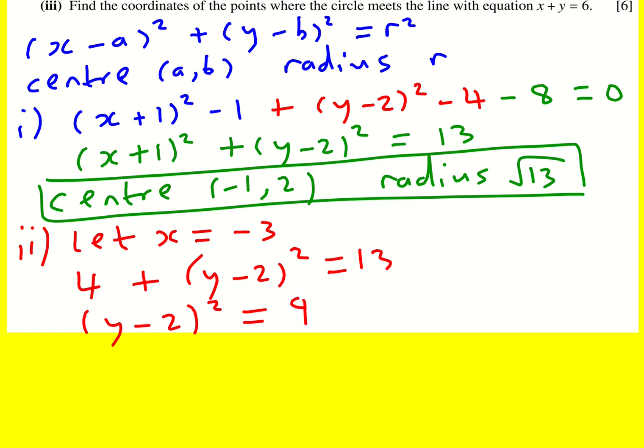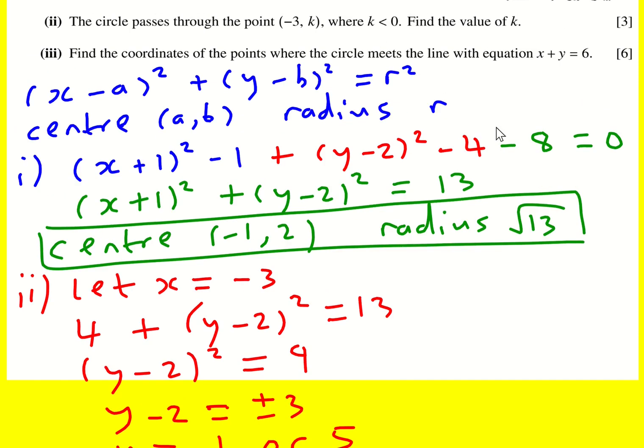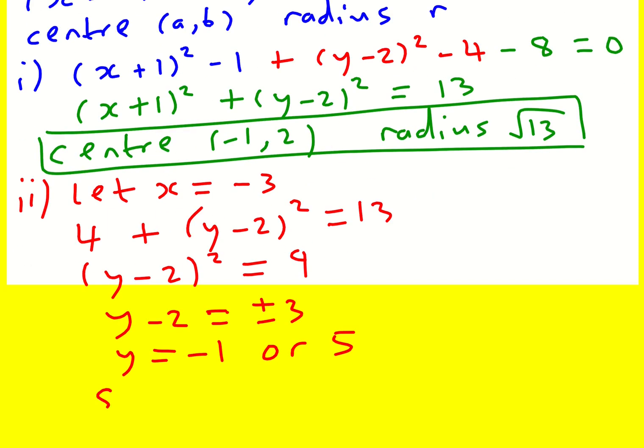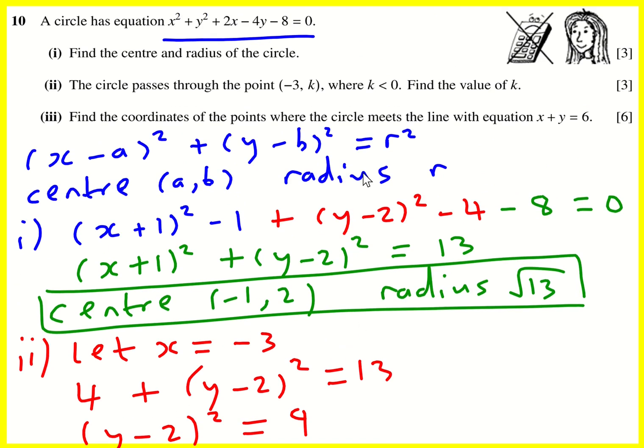So I minus 4 from both sides, and now I can take the square root of both sides, and I'm going to get plus or minus 3. I've taken the square root of 9, plus or minus. Add 2 to both sides, so y is going to equal, well, minus 3 plus 2 is going to be minus 1, and 3 plus 2 is going to be 5. However, I am told that k is less than 0, so k equals minus 1. And that's it. That is definitely the quickest way of doing this question.